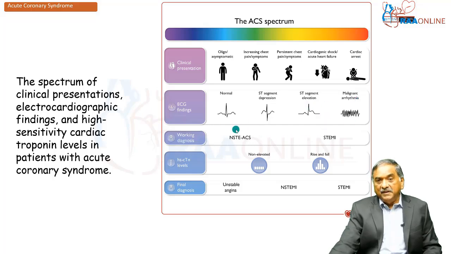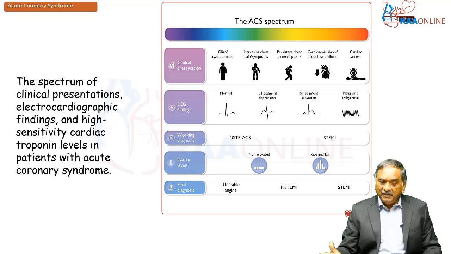You could have a non-ST elevation acute coronary syndrome, or you could have a ST elevation myocardial infarction. And based on troponin, it could be a non-ST elevation MI, or it could be unstable angina. So this is the whole spectrum of ACS, based on clinical presentation, ECG findings, and troponin levels.